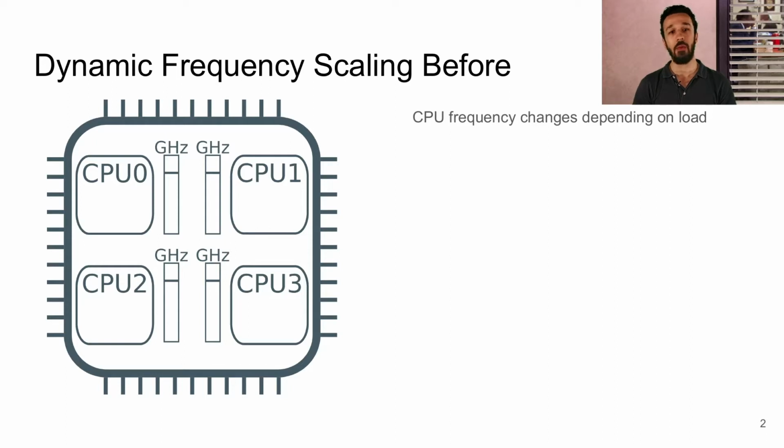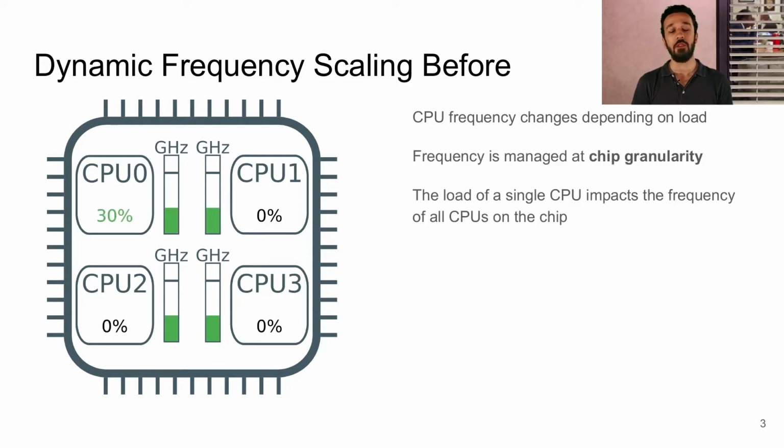Let's make a quick recap of how dynamic frequency scaling works. On most multi-core CPUs, frequency is managed at the chip level. All cores on the same chip share the same frequency. Here, if CPU 0 has a load of 30% and all other cores are idle, the frequency of the whole chip is raised. If CPU 0 starts to run applications that require more performance, the frequency of all CPUs is raised to a higher level.